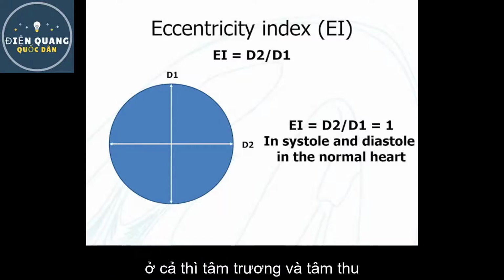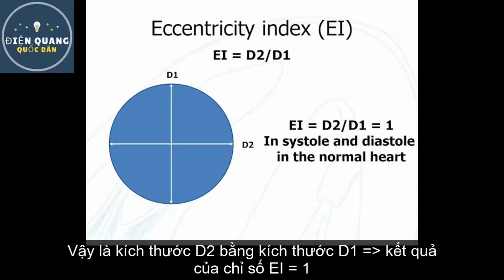Normally, the left ventricle appears circular in shape, both in systole and diastole. This means that D2 is equal to D1, which gives an eccentricity index of 1.